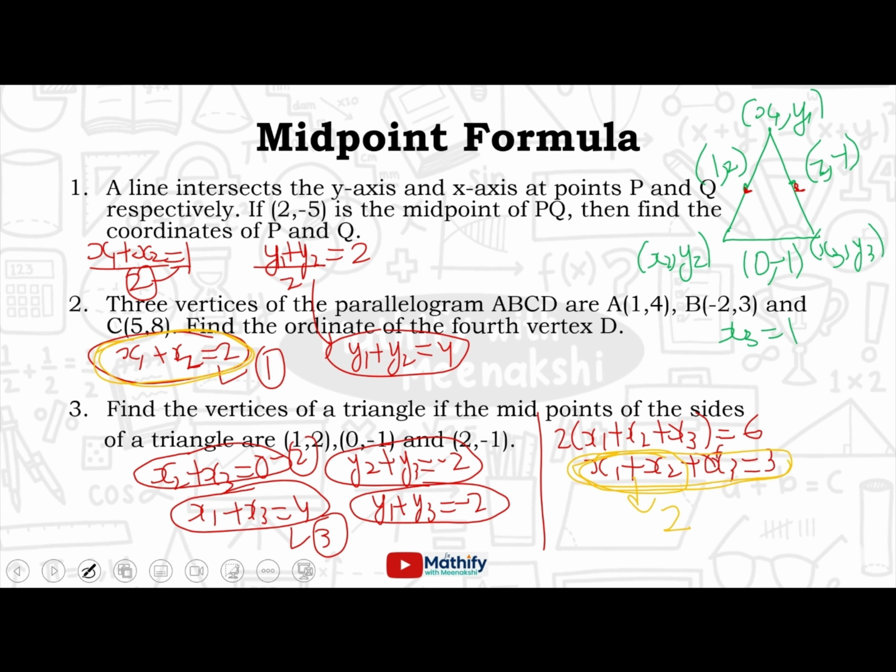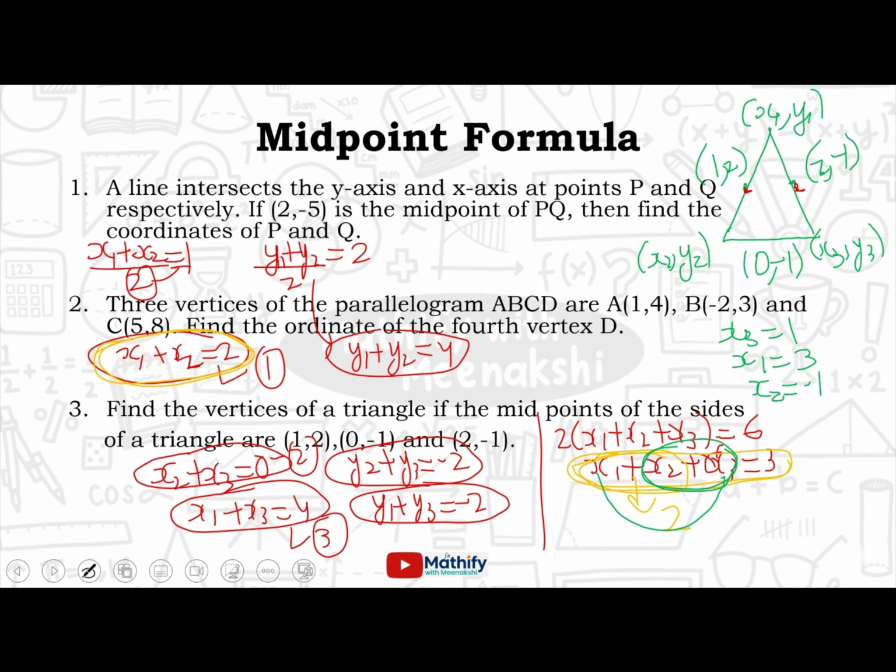Similarly, now x2 plus x3 is 0. If this is 0, but your sum is 3, that means your x1 is 3. Now we are left with x1 plus x3 is 4. That means your x2 is -1. Similarly, you can find the coordinates for y.